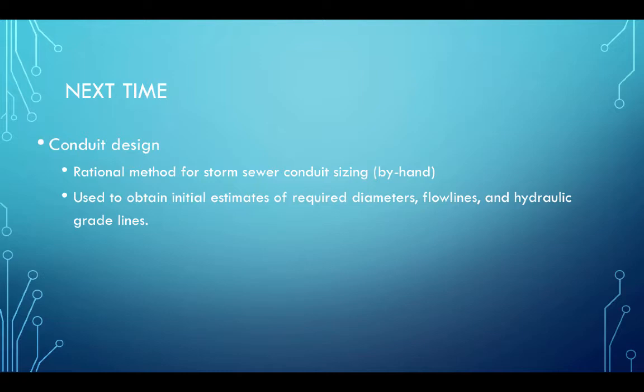And these are used to obtain initial estimates of required diameter, flow lines, slopes, and the hydraulic grade lines. And then I stipulate that once the initial estimates are done by this rational method, they should be placed into a hydraulic model such as SWMM and tested in that model to be sure that the hydraulics are indeed preserved with what you expect. And we'll discuss that over the next few lessons.